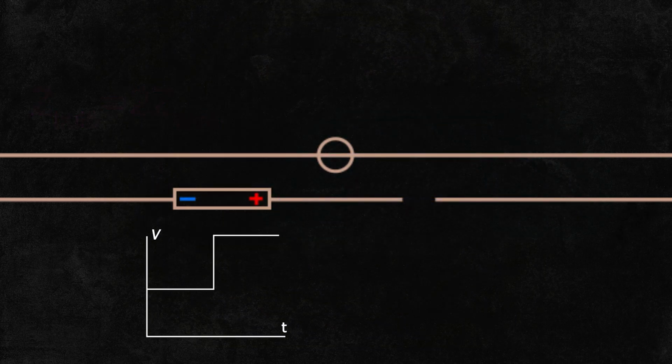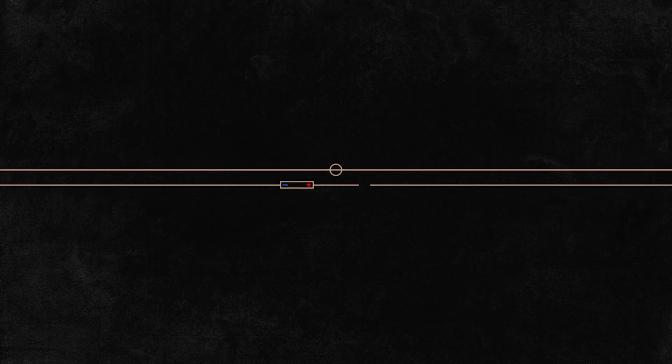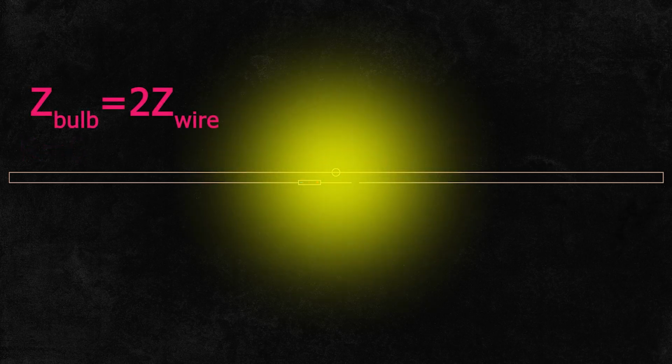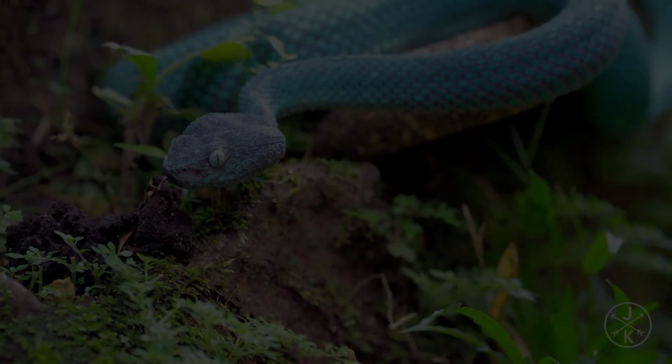I mean, this setup is kind of already in a perfect physics world. If we could make the wire zero resistance, we might as well make its impedance half that of the light bulb so it can receive half of the voltage right away. Problem solved.